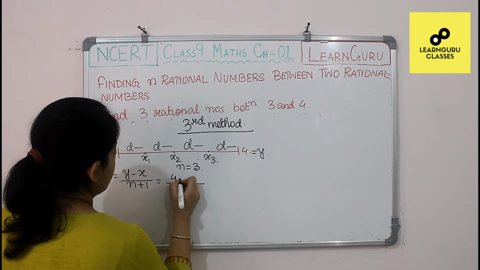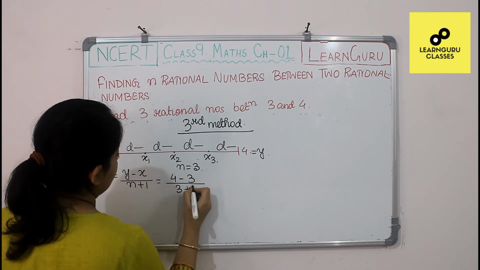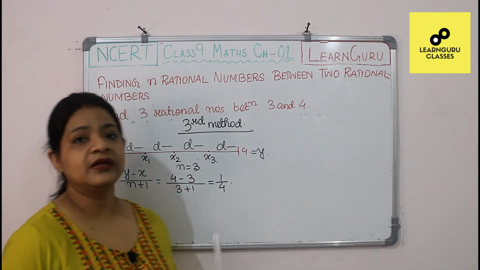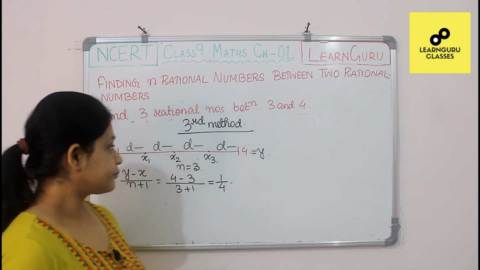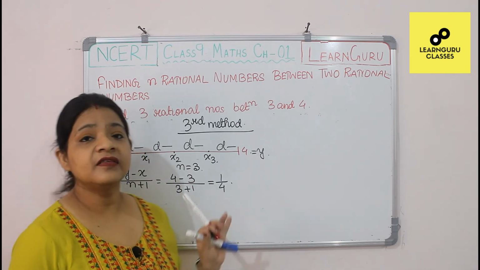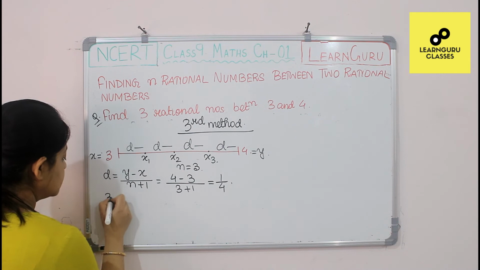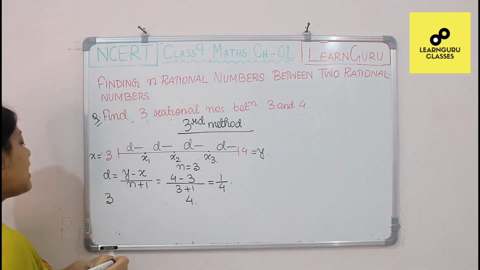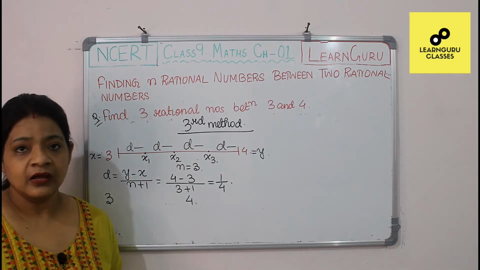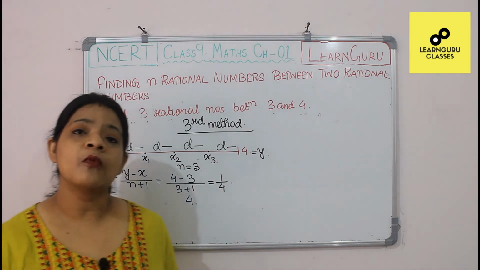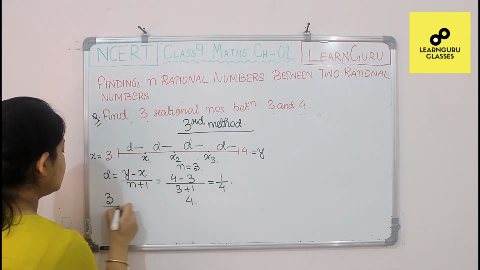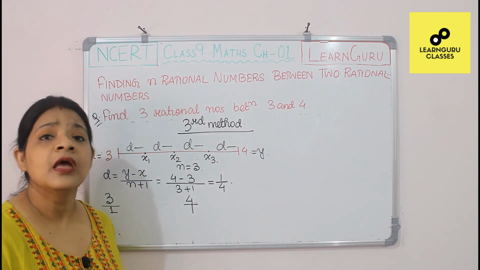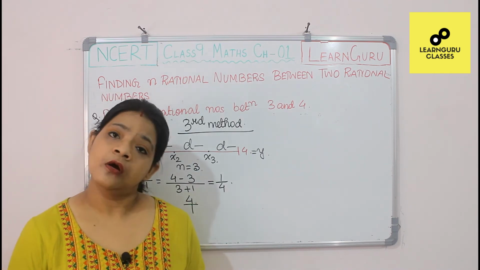So y is 4 minus 3 divided by 3 plus 1, that is 1 by 4. So this calculation you have already done in the last method. Now the difference is that we take the 2 rational numbers 3 and 4. So 3 and 4 are integers, right? So how do you express them in the form of rational numbers? By dividing with 1. So 3 by 1 is equal to 3 and 4 by 1 is equal to 4.